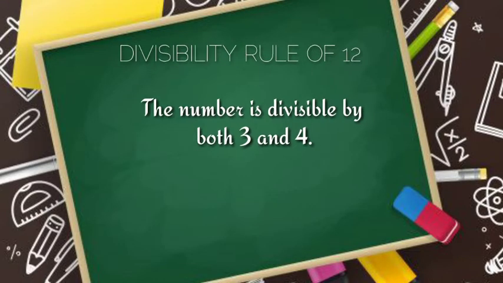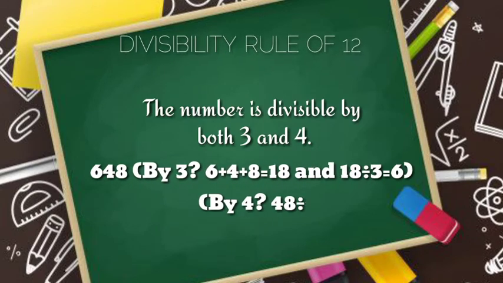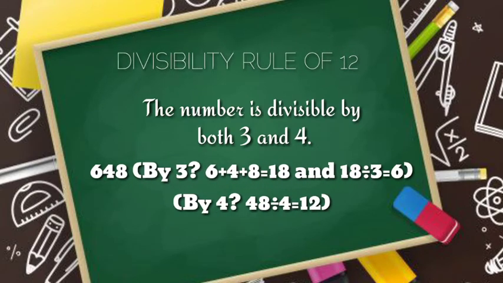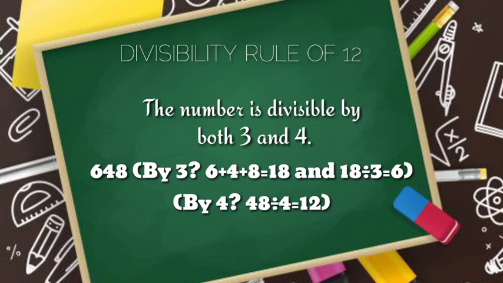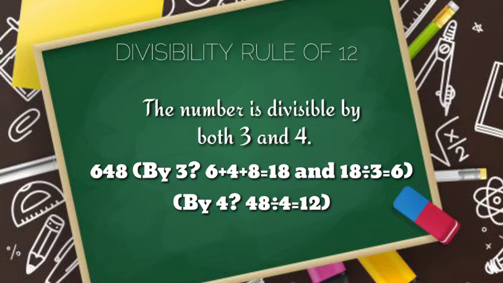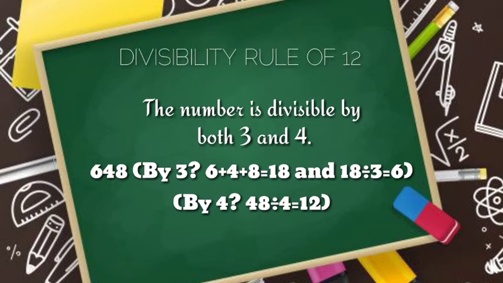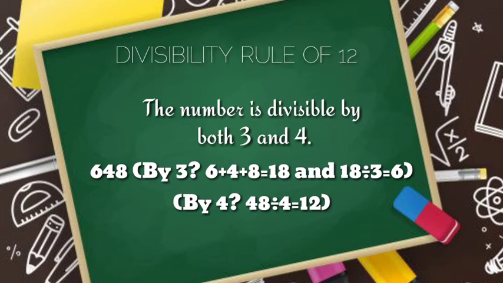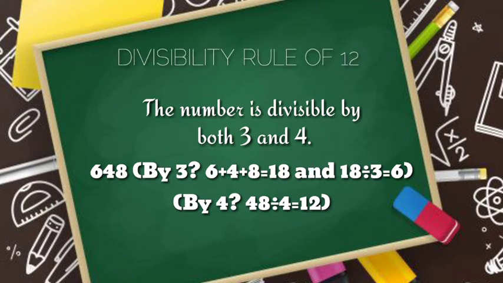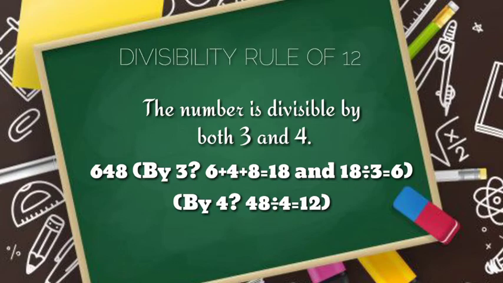Divisibility rule of 12: the number is divisible by both 3 and 4. For example, 648. Try it by 3: 6 plus 4 plus 8 is equal to 18, and 18 divided by 3 is equal to 6. Try it by 4: 48 divided by 4 is equal to 12. So 648 is divisible by 12.